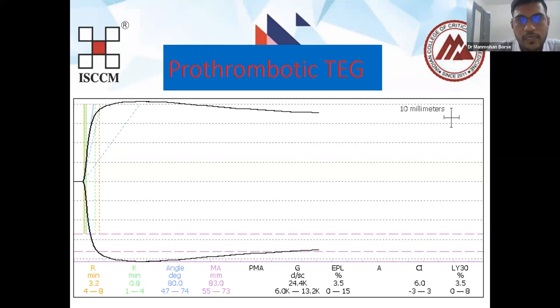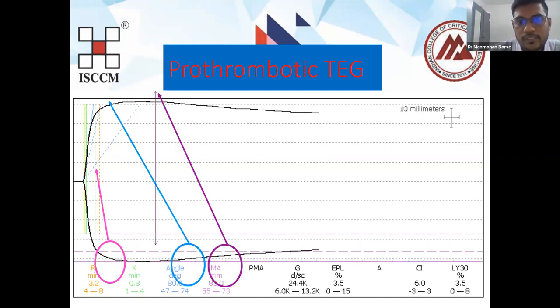See the shape of the prothrombotic TEG here. The R time, though it is in normal range, but the K time is shortened. The alpha angle is quite huge. Normal is like 53 to 72, it's 80 degrees here. The MA is quite high, it's 83 millimeters. So you can see the R and K. K is shortened, R is still in the normal range, but alpha angle and maximum amplitude are increased. Lysis is still okay.